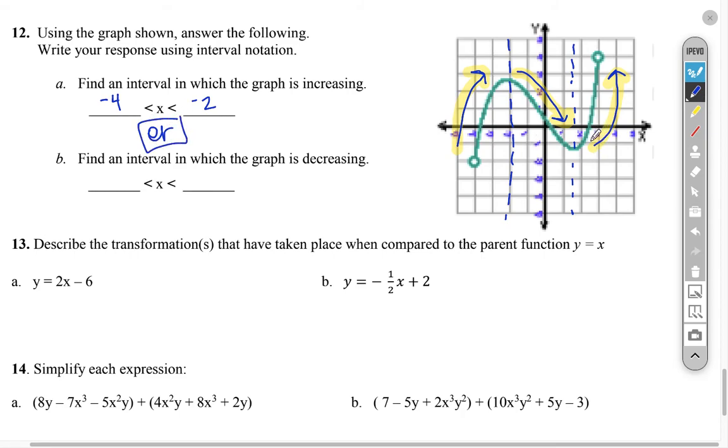Or we could include this side and we're starting at 1.5 and going up to 3. Either one of these answers is correct. We're talking about this interval or this interval. And now it says to find an interval where the graph is decreasing, which clearly has to be our center interval. So we're starting at -2 and we're ending at 1.5.